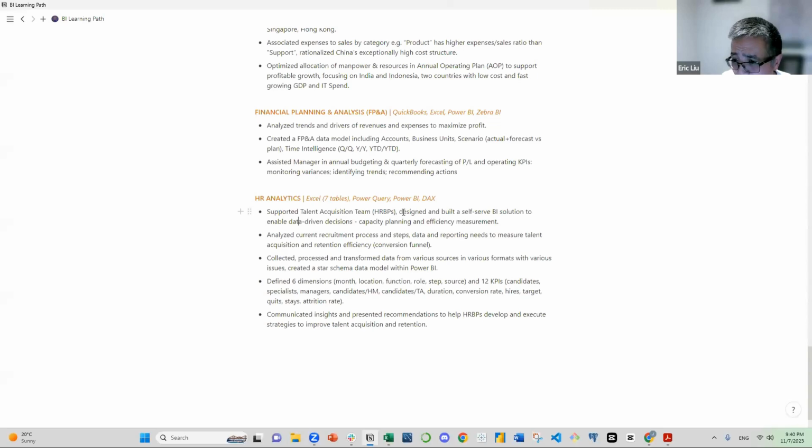Support talent acquisition team, design and build a self-serve BI solution to enable data-driven decisions. Be specific: data-driven decision, capacity planning, and efficiency measurement. I'm not saying this is already good enough. Sometimes I think we're still confused. If that is the case, we need to rewrite it until it's clear. Let's look at the last one. Communicated insight and presented recommendations to help HRBP develop and execute strategies to improve talent acquisition and retention.